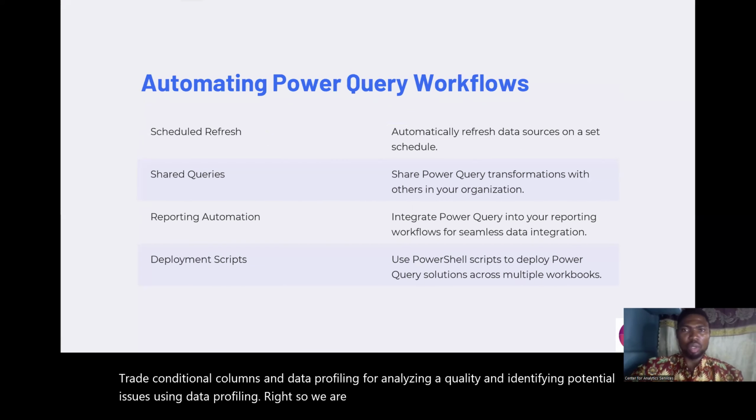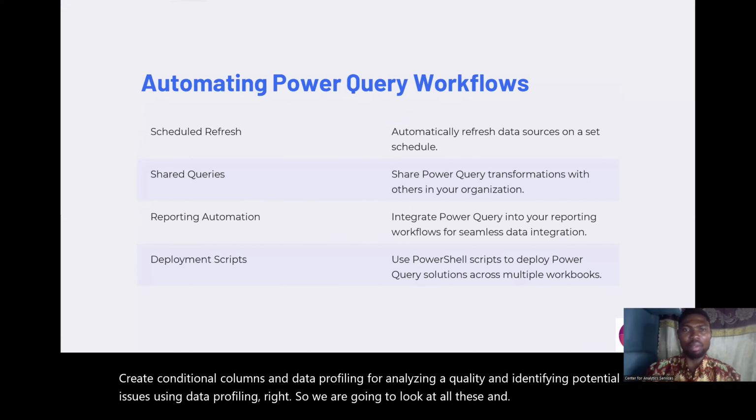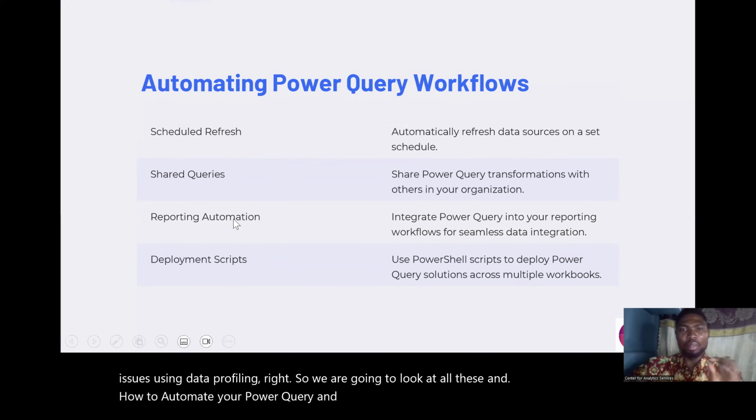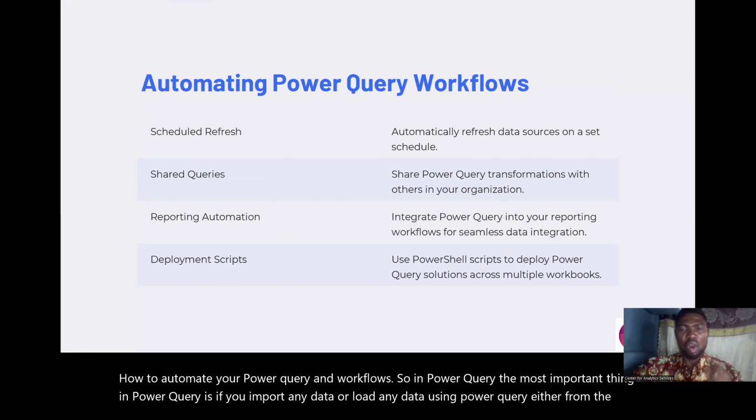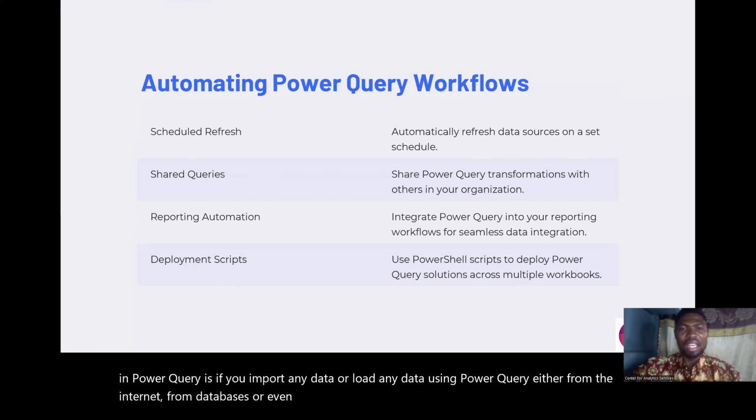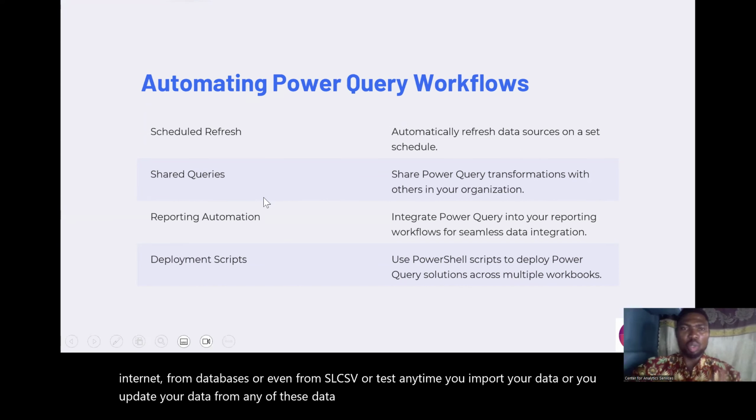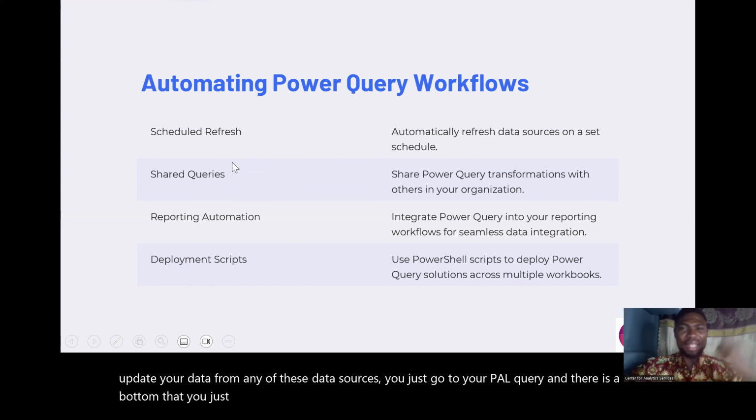So we are going to look at all this and how to automate your Power Query workflows. The most important thing in Power Query is that if you import or load any data using Power Query, either from the internet, from databases, or even from Excel, CSV, or text, anytime you import or update your data from any of these data sources, you just go to your Power Query, and there's a button that you just refresh, and it will update your data automatically in your Excel, right?